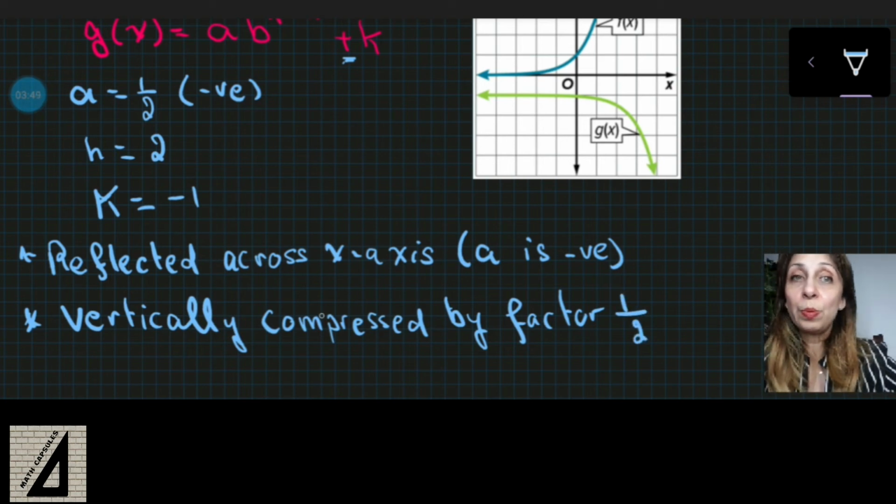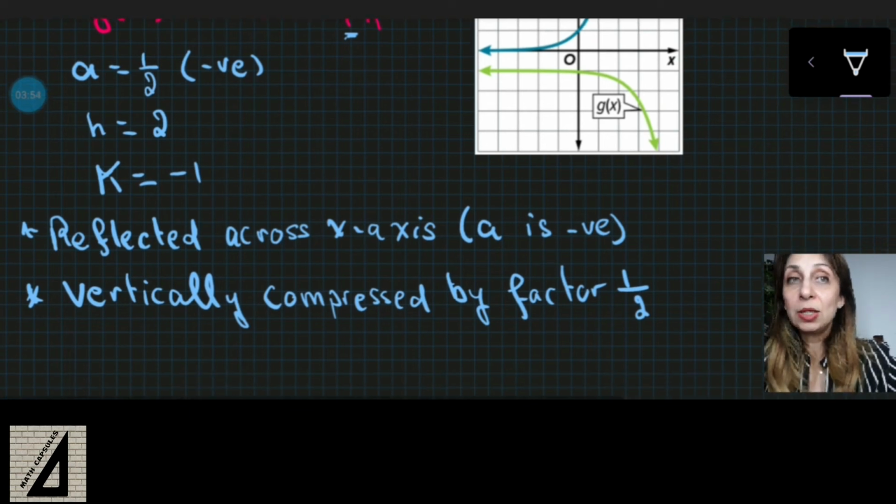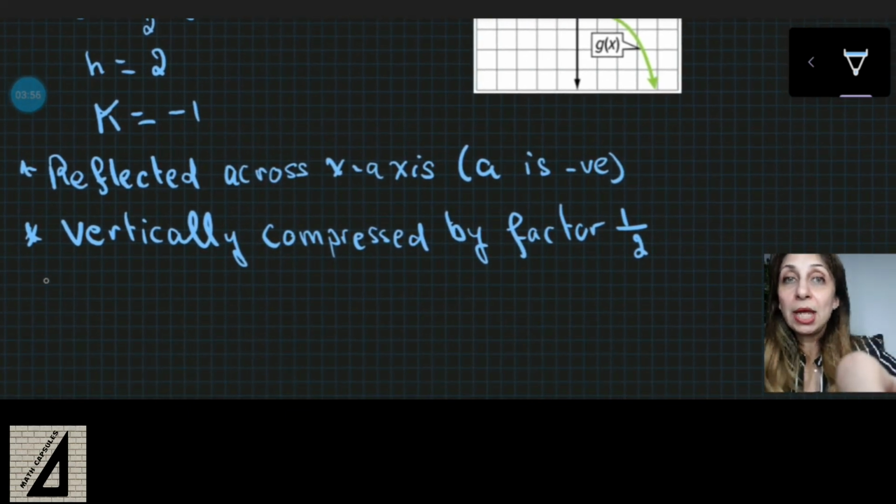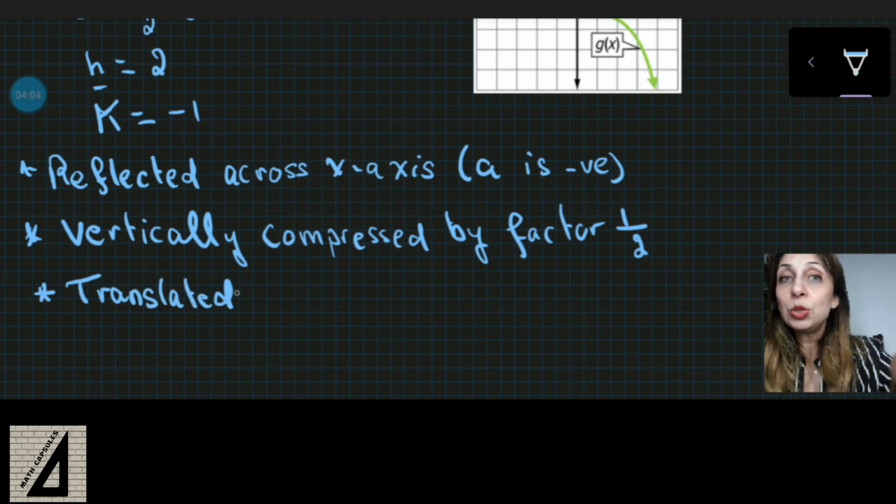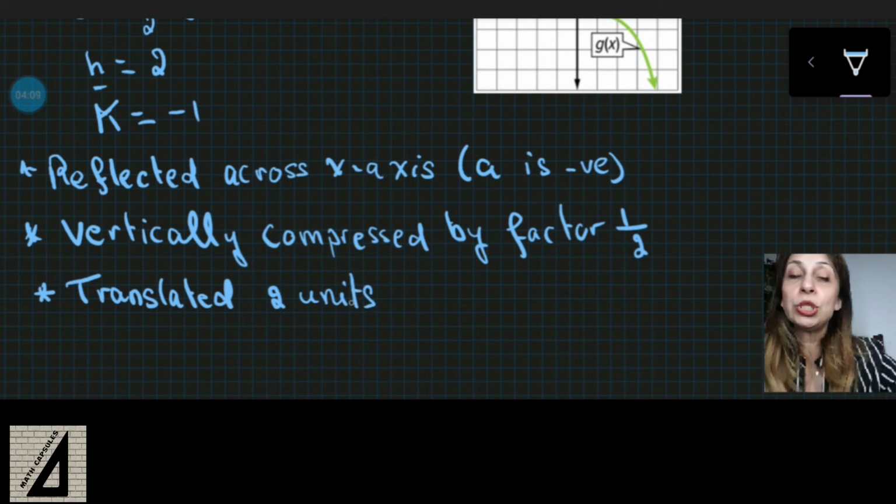Why is it vertically compressed? Because it is between 0 and 1. It is less than 1. Okay. And then because h is positive 2, this means it is translated 2 units in the positive direction, which is right. So 2 units right.